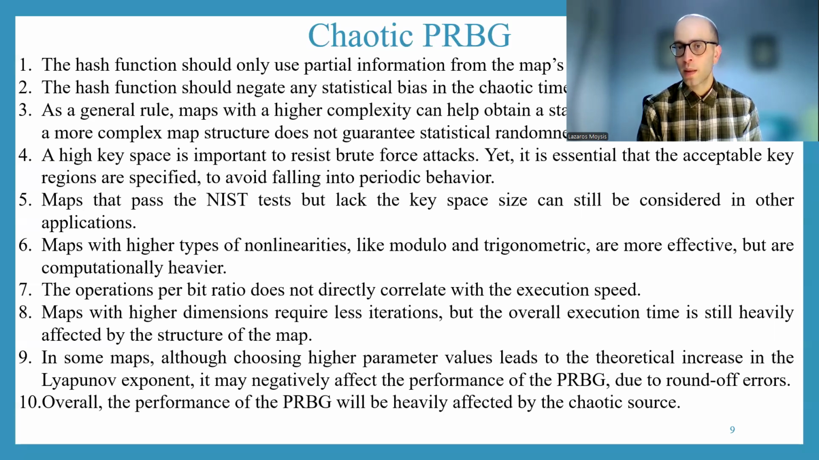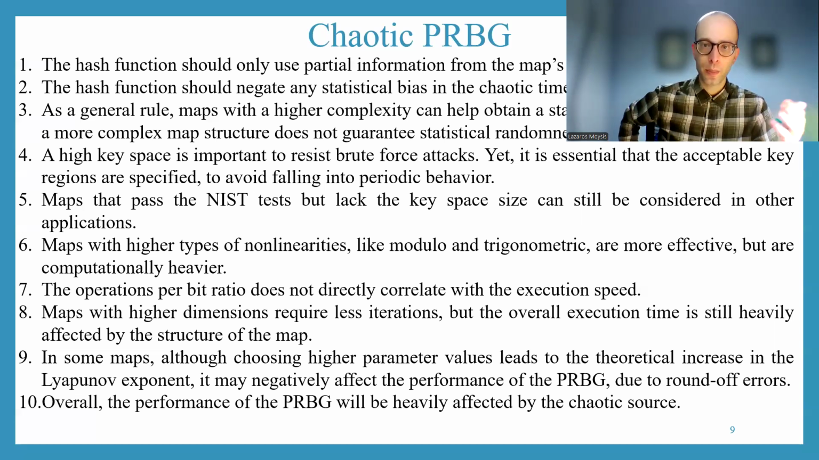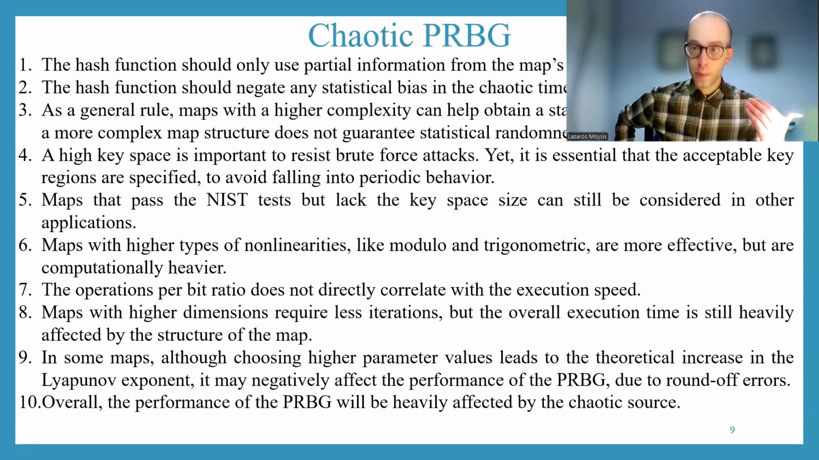It should be properly designed to do this. Okay. Now, third observation. As a general rule, we found out that maps that have a higher complexity are generally better in generating statistically random PRBGs. Okay, but there are exceptions to that.